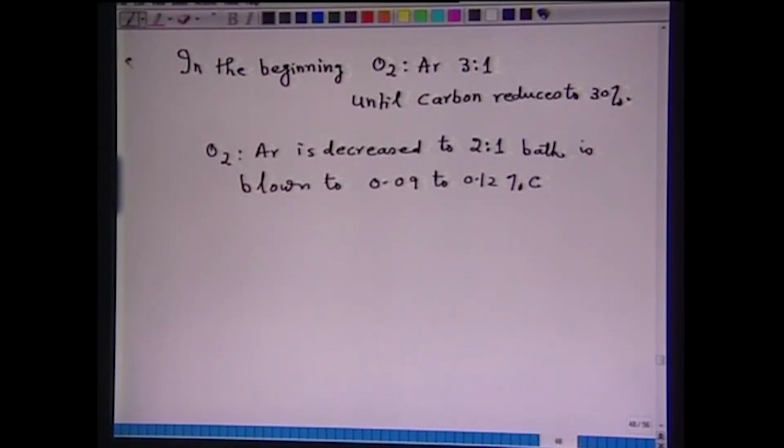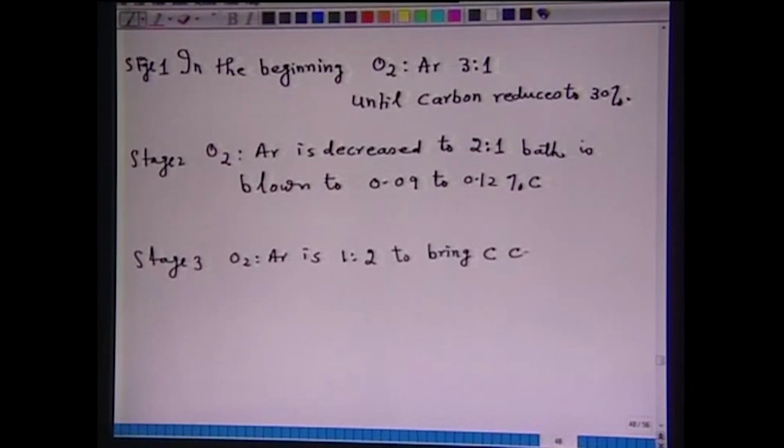So, if you call this stage 1, this is stage 2, then in stage 3 the oxygen to argon ratio is 1:2 to bring the carbon content of the bath to the desired value, could be 0.02, 0.025 or whatever.